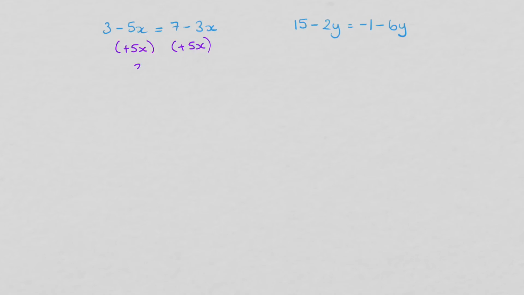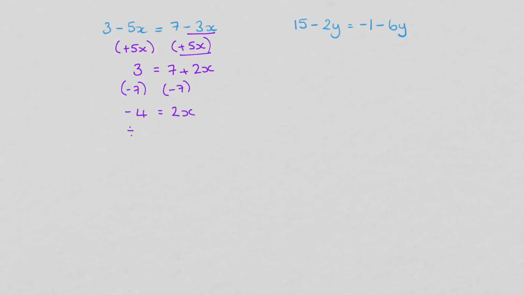So on the left hand side, the 5x has gone. On the right hand side, we've still got 7. We did have minus 3x and we're adding 5x to that. So that gives us plus 2x. Then take away 7. 3 minus 7 is negative 4, and that's equal to 2x.